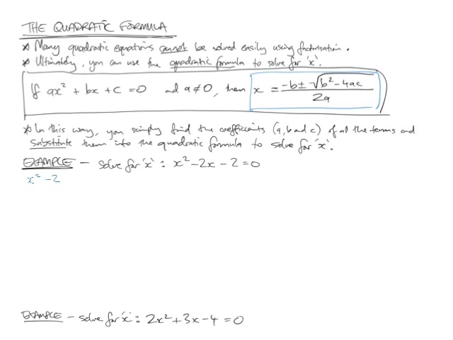x squared take 2x take 2 is equal to 0. So that is in this form that we need. a is therefore 1, b is negative 2, c is negative 2. So now, like I said, you need to plug that into the quadratic formula. So x is going to be negative b, and b is negative 2, so it's double negative, plus minus square root of b squared, b is negative 2.